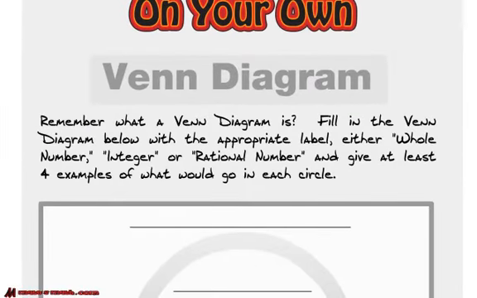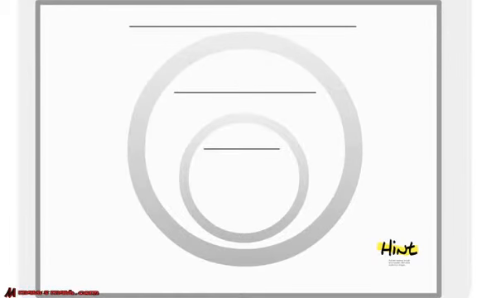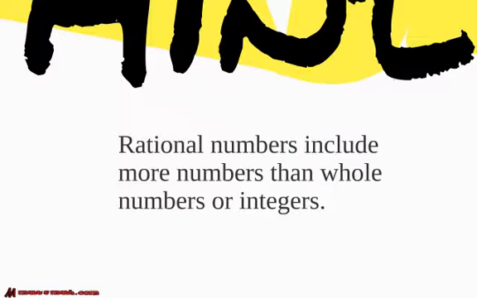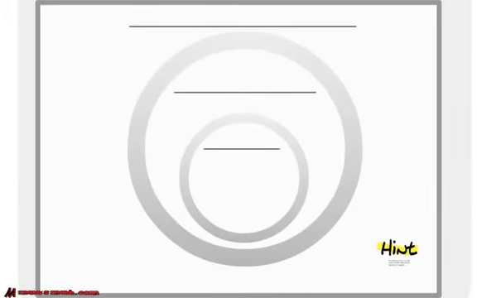So that's the idea. All right, remember what a Venn diagram is? Well, what I'm going to have you do now is fill out each appropriate level with the words whole number, integer, or rational number, and I want you to give at least 4 examples that would go in each circle, okay? So where are you going to put whole number, where are you going to put rational number, and integer? I'll give you a hint. Rational numbers include more numbers than whole numbers or integers. Okay? Rational numbers include more numbers than both whole numbers and integers combined.